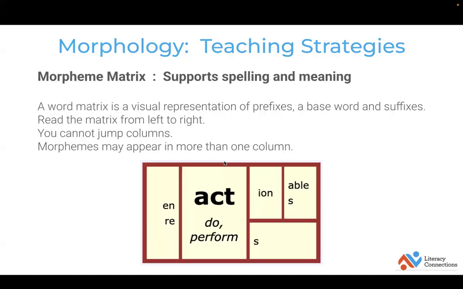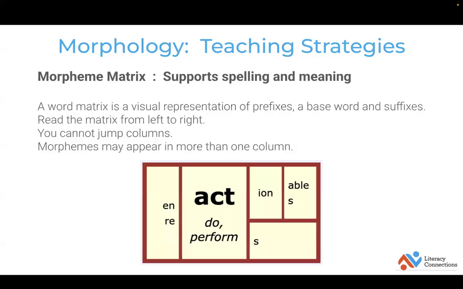Morpheme matrix. The morpheme matrices help with spelling and meaning. It helps to unpack the different elements of the morphemes to help us with meaning and also definitely for spelling. You read the matrix from left to right. You cannot jump columns. And the morphemes may appear in more than one column.